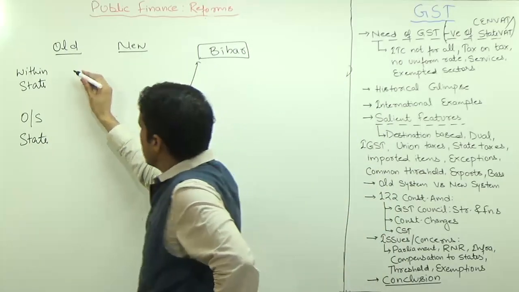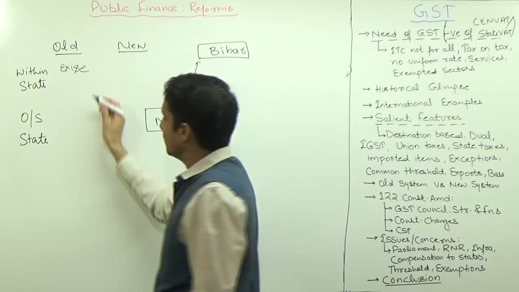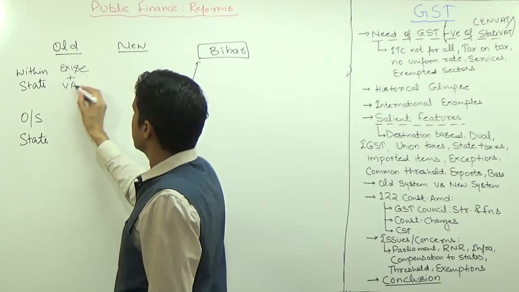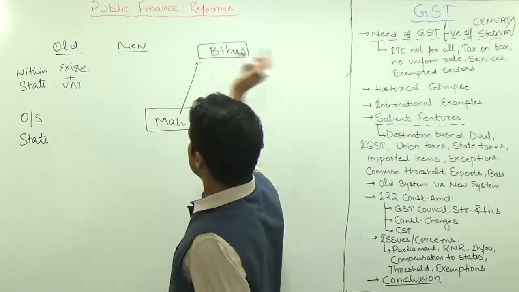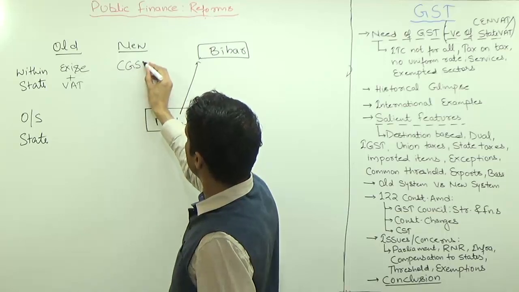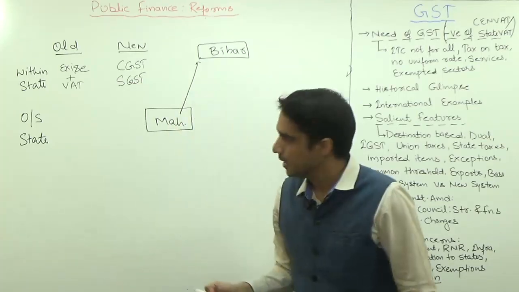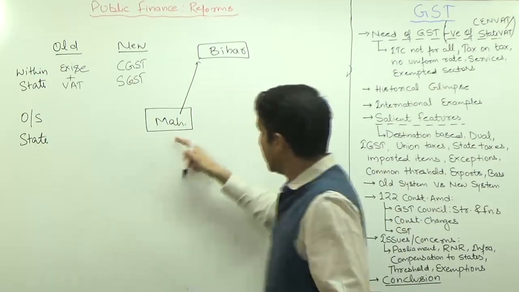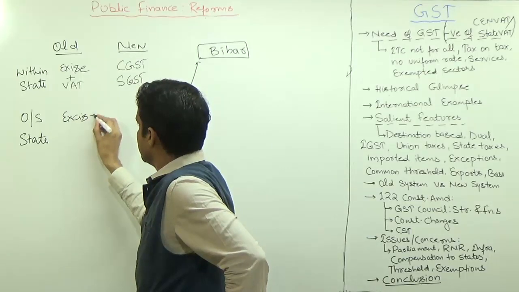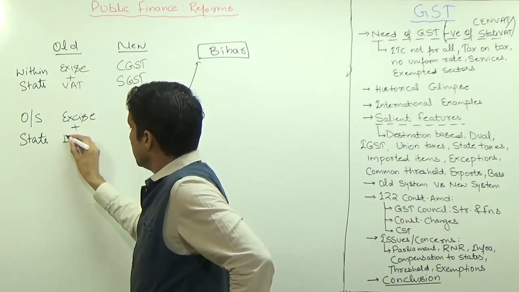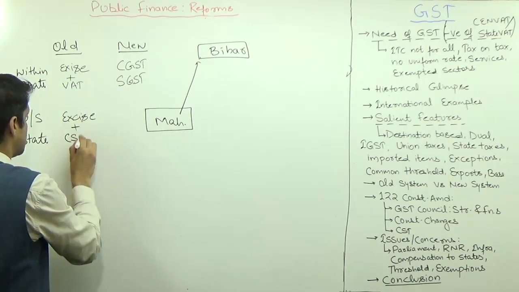So within the state, earlier what was the system? The union government was levying excise duty that you have to pay, plus the state government was levying VAT, value added tax. Once this system is replaced by GST, there will be CGST which will be levied by the union government and SGST which will be levied by the state government. Then in case of an outside-the-state sale, earlier what was the system? Excise duty, again union government, excise or we can say CENVAT, it's one and the same thing, plus in case of interstate trade you have to pay central sales tax that we discussed.